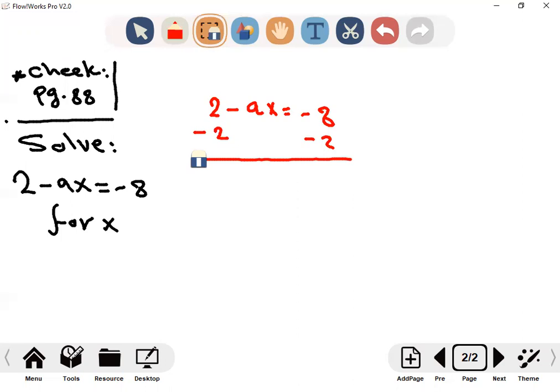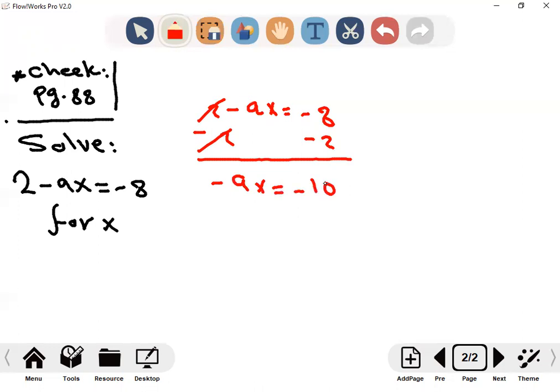Assume that a cannot be 0. A is not 0 means to keep x, because if a is 0, 0 times x is 0. There is nothing to talk about. So here 2 minus 2 is 0. What is still here on this side? Negative ax equals negative 8 minus 2.